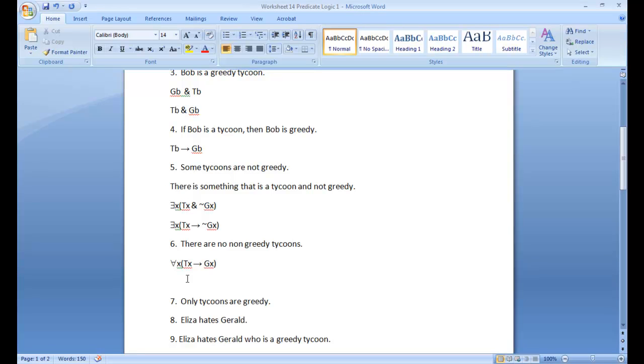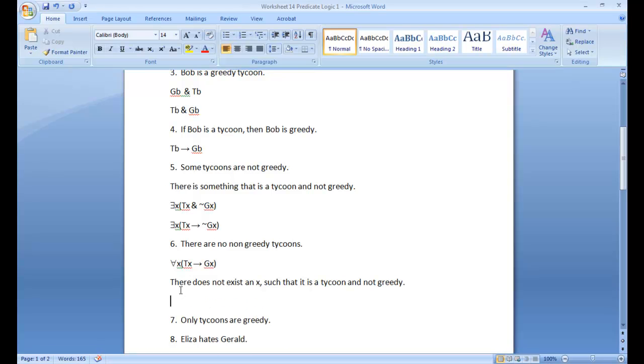There are no non-greedy tycoons. There does not exist an X such that it is a tycoon and not greedy, or not greedy and a tycoon. So there does not exist an X. It's not the case that there exists an X such that X is a tycoon, and it's not the case that X is greedy. Okay? So there does not exist an X, so there are no non-greedy tycoons. It's not the case that there is something such that it's a tycoon and it's not greedy.